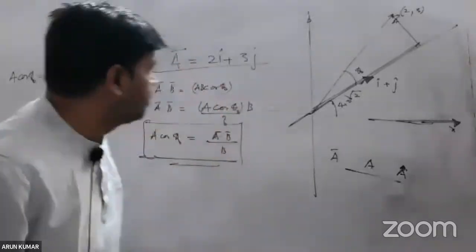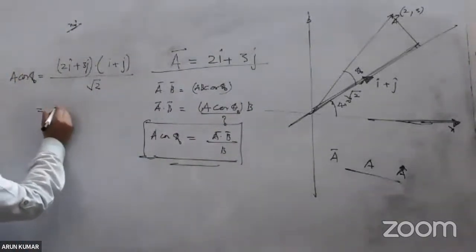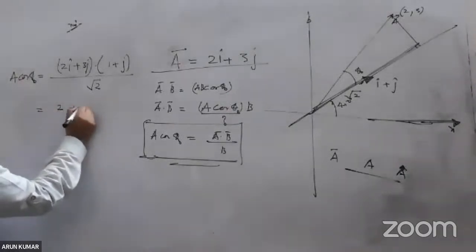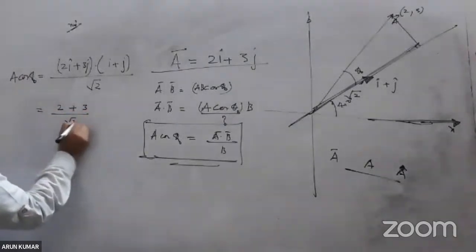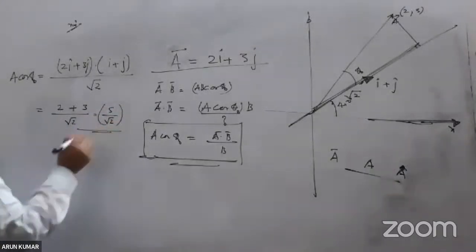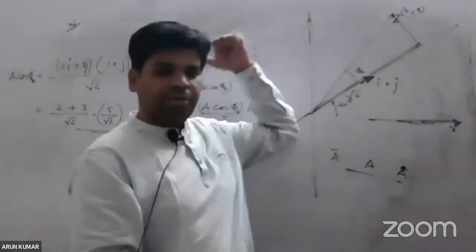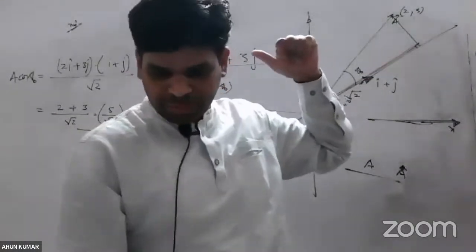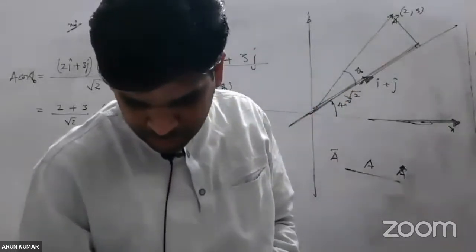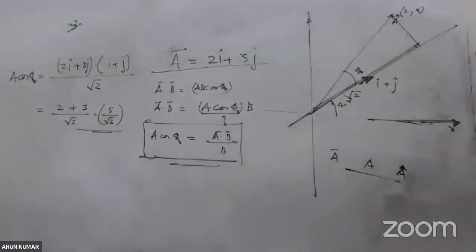2 times i squared, that is nothing but 1, so 2, plus 3, 3, divided by root 2. That is 5 by root 2, which is the answer. So the component of vector A along i plus j is 5 by root 2. Right?